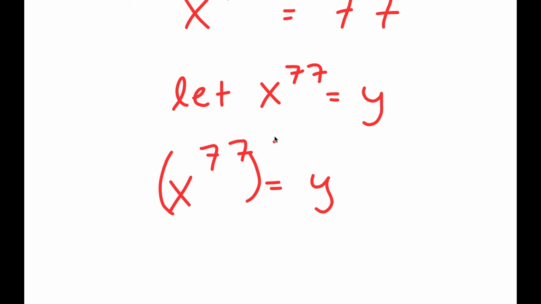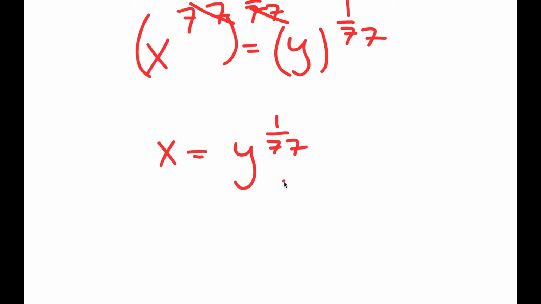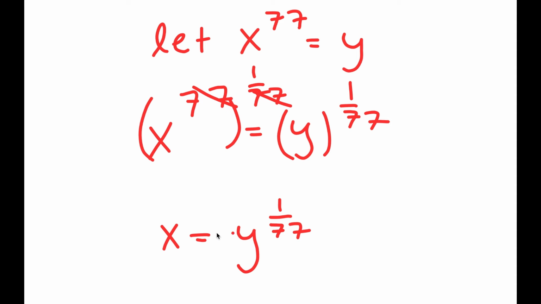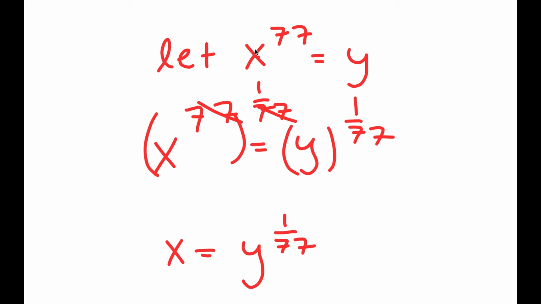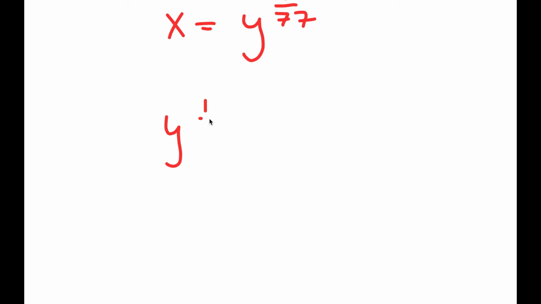And I'm going to take the power of 1 over 77 on both sides. So these two cancel out, and I get x is equal to y to the power of 1 over 77. Now, if x is equal to y to the power of 1 over 77, that means I can plug this in. So I get y to the power of 1 over 77 to the power of y is equal to 77.